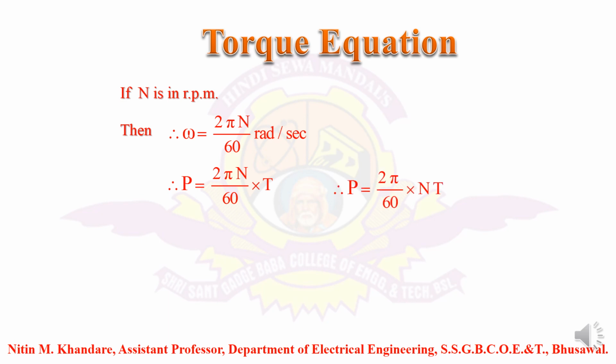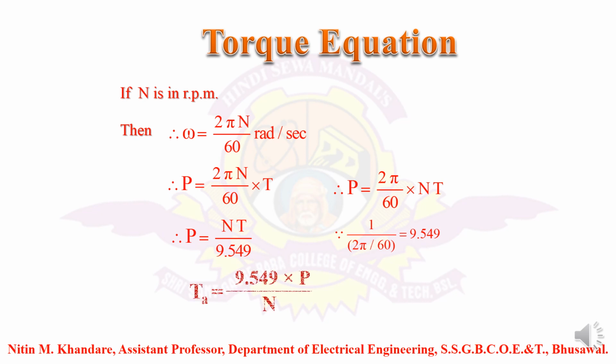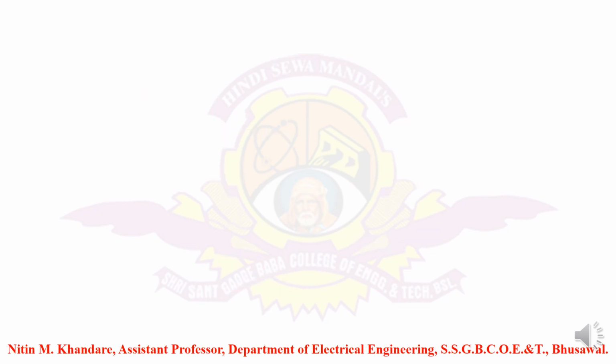Then we will collect the constants as 2 pi by 60 into the variables T into N. So P becomes N T upon 9.549, as the reciprocal of 2 pi upon 60 equals 9.549. As we have to calculate the value of torque, I'm taking the reciprocal of it, and finally we'll get the value of armature torque Ta equals 9.549 into power developed P upon N, that is the speed in rpm.